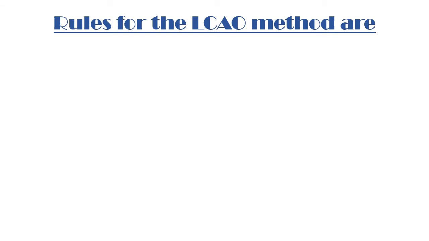Now let us learn some rules for the LCAO method. What is LCAO? Linear combination of atomic orbitals. L for linear, C for combination, A for atomic, O for orbital. It is a simple method to understand how two atomic orbitals combine. We always explain LCAO by taking simple examples, and the simplest example is hydrogen with one electron. Every method starts with a simple explanation. Once we understand the simple explanation, we will go for the complex understanding.